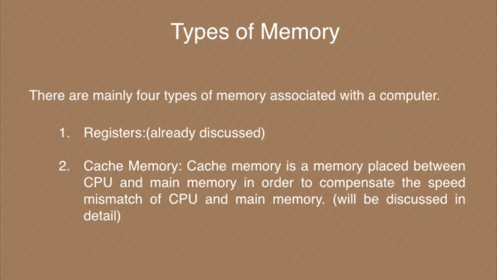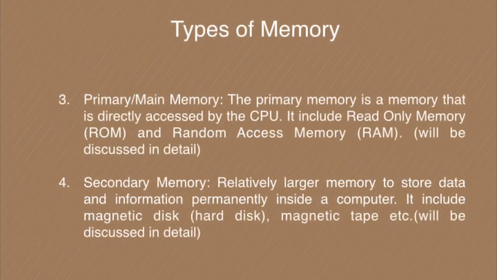We have to study the cache memory and how the addressing or the cache mappings work. We will study it in detail. The third category of memory is primary memory, which is also known as main memory, or we can say internal memory. The primary memory is a memory that is directly accessed by the CPU. It includes read-only memory, known as ROM, and random access memory, abbreviated as RAM. We will discuss these memories in the coming sessions.